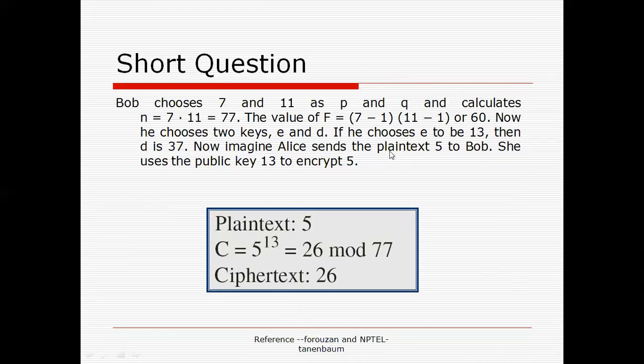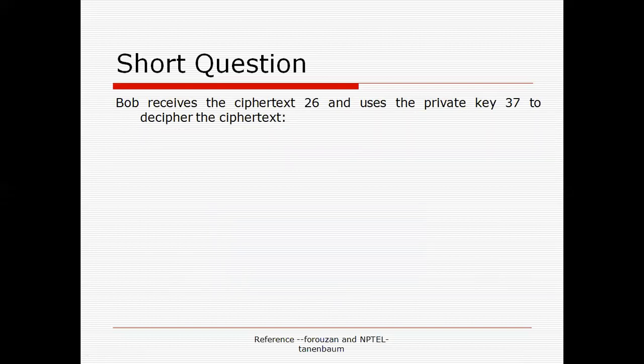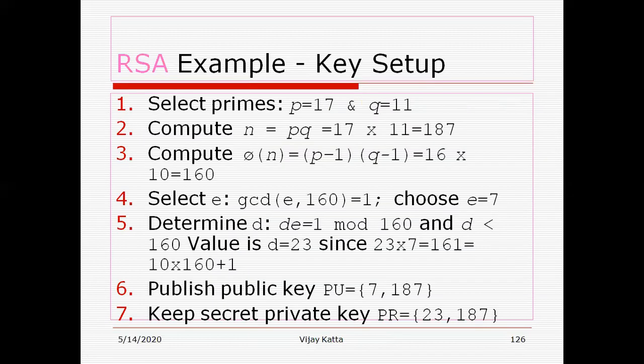Now imagine Alice sends a message 5 to Bob. Alice will use Bob's public key, and Bob's public key is equal to 13. So C is equal to 5 power 13 mod 77, which is 26 mod 77, which is nothing but 26. In this fashion, 26 will be sent as the ciphertext. On the receiving end, we will use the D value and decrypt the ciphertext.